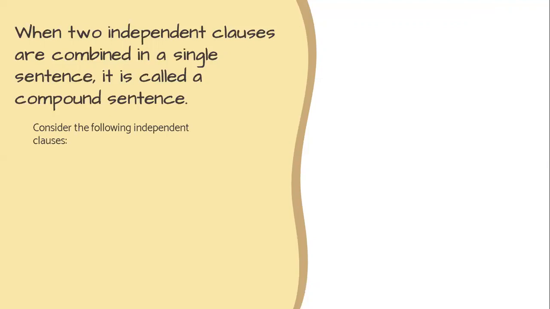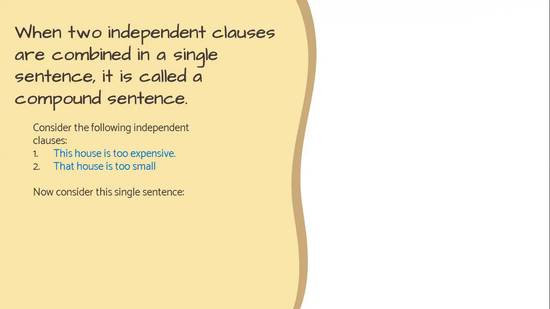Consider the following independent clauses. This house is too expensive. That house is too small. If I wish to give both these pieces of information in one sentence, I need to join them up. Consider this single sentence: This house is too expensive, but that house is too small.